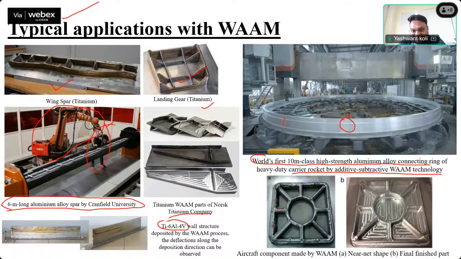but after that subtractive manufacturing also takes place. That's why the surface is smooth compared to this one, which has some undulations. This one also has some undulations. This is the as-fabricated component, and this is the finished component after subtractive manufacturing. You can see the smoothness of the components. So these are the typical applications using WAM.